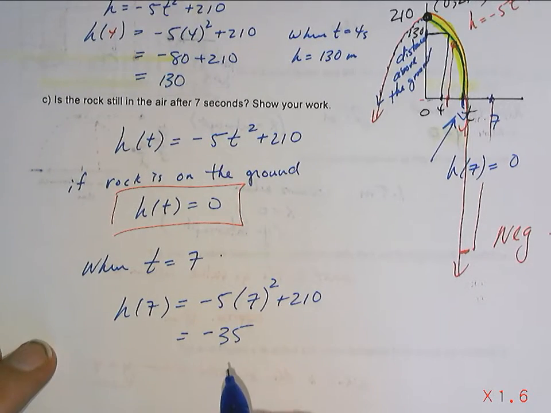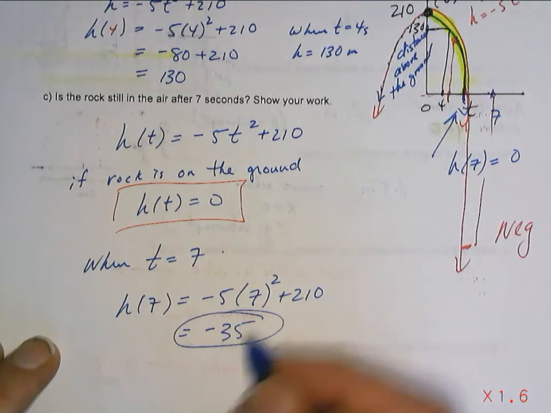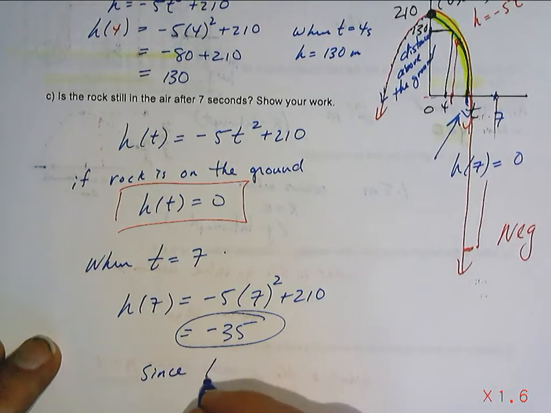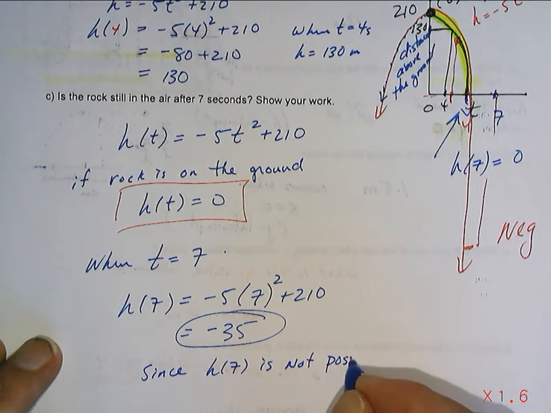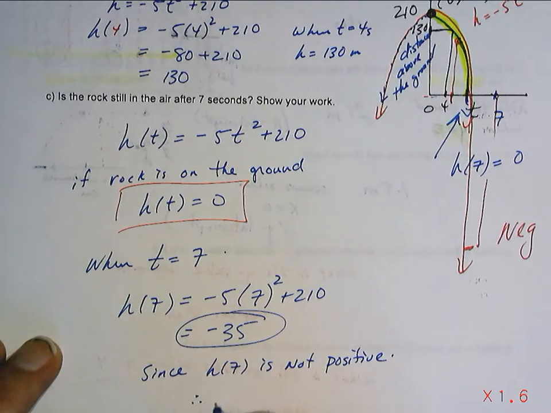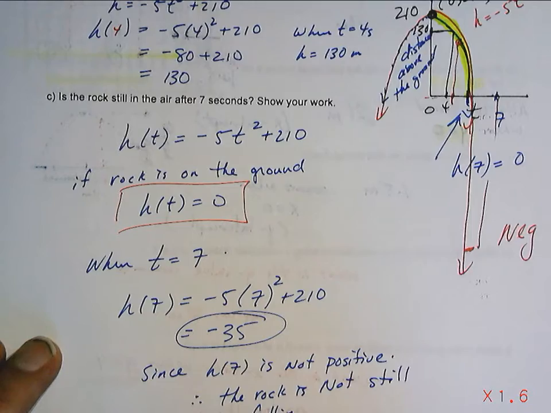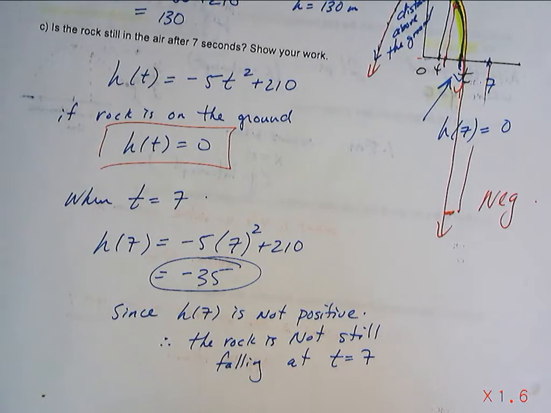So no, the rock is not still in the air. Because this is negative, it can't still be in the air. If it was still in the air, the answer I get would be positive because it would be above the x-axis. So since h of 7 is not positive, therefore the rock is not still falling at t equals 7. So no, it's not still in the air at t equals 7. It's hit the ground, and it's probably just sitting there, not doing much of anything.